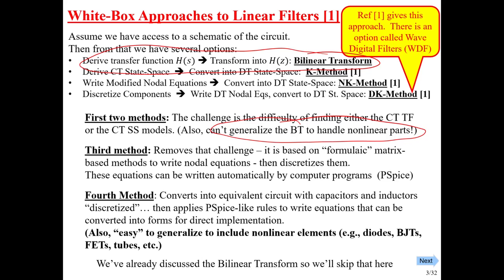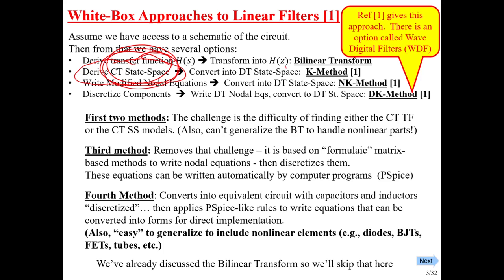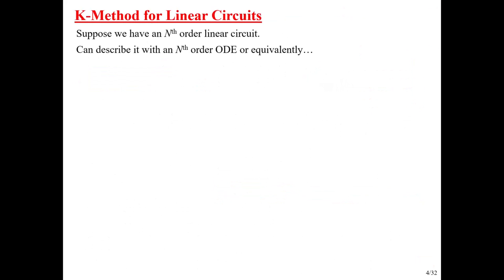So remember, what we're going to do here is derive the continuous time state space model and convert it into discrete time. We're not going to focus on how to do that here. We're just going to assume we've done that, and ask how do we convert? Then in the third method, we'll see how we do that following a very systematic method, and then use the same method to convert into discrete time state space. Then we'll talk about the decay method, where we'll talk about how to come up with equivalent circuits for capacitors and inductors. Okay. So here's the K method.